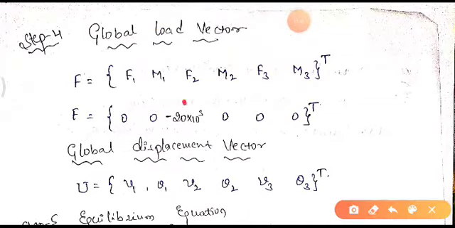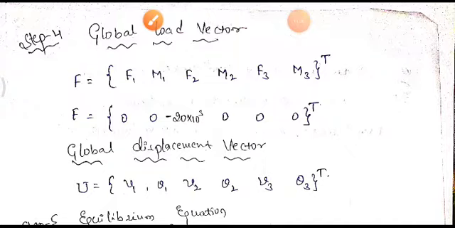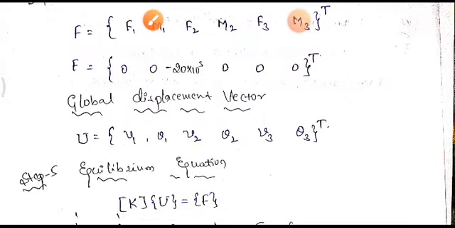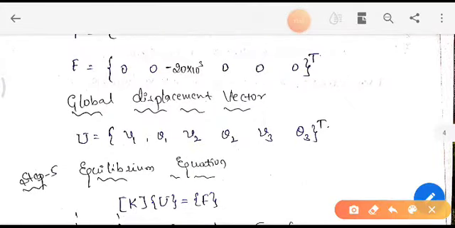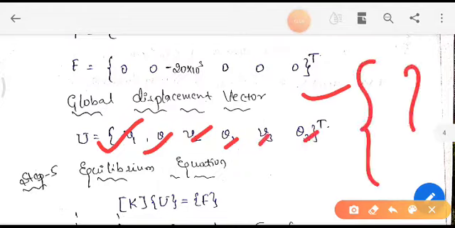Yes, minus 20 into 10 raised to 3, and all other loads are 0 because there is no application of other loads. Once we define the global load vector, next we need to define the global displacement vector. As already told, each node has 2 displacements, that is v1 theta 1, v2 theta 2, v3 theta 3. This is how we need to define it. This is also a column matrix. Here we have written transpose.